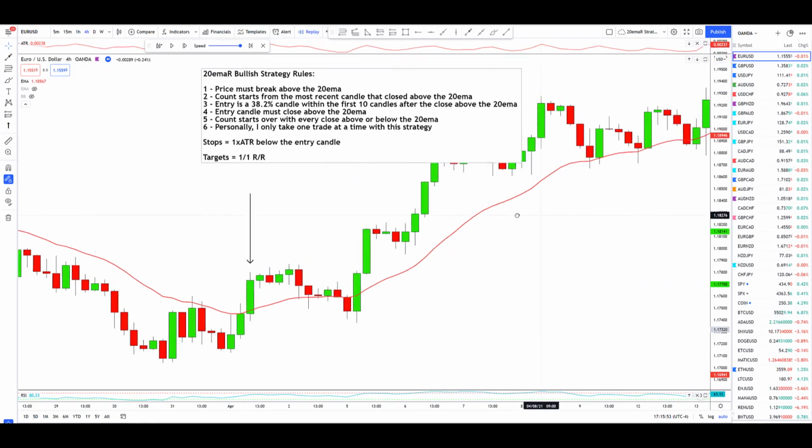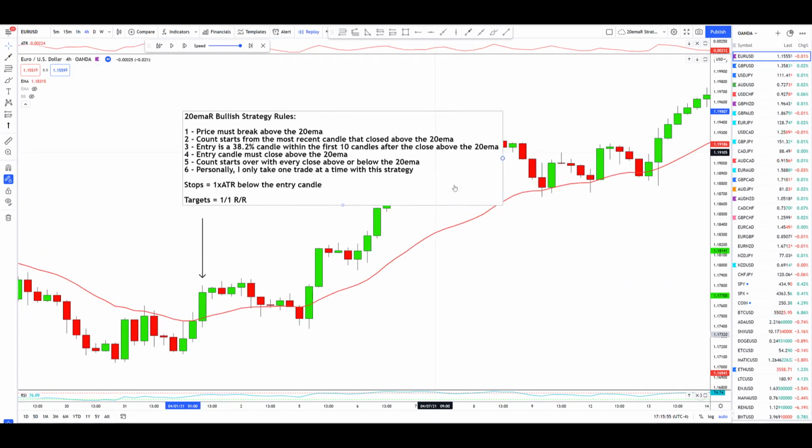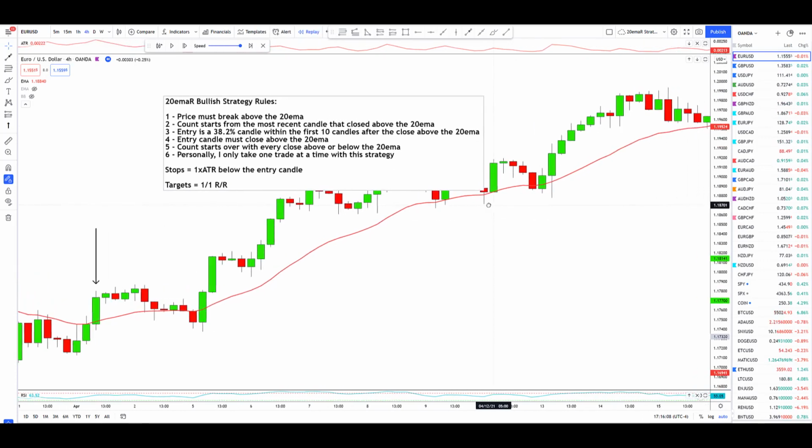So as I keep moving here, what happens right here? Right here, do we need to start the count over? Don't we start the count over every time we close above or below the 20-period moving average? Yes, we do. So with that being the case, now I can get out my measuring tool. Let's do it like this. We can start from, this was our 0 candle.